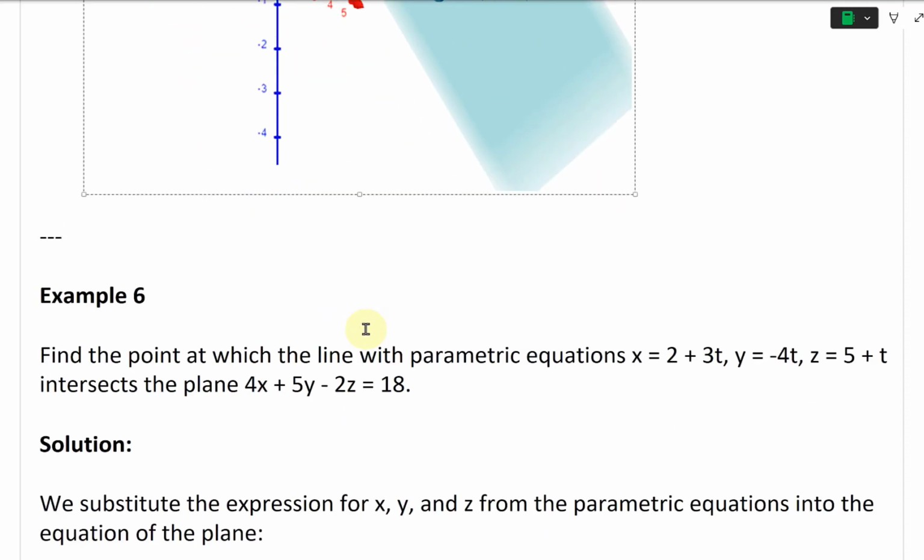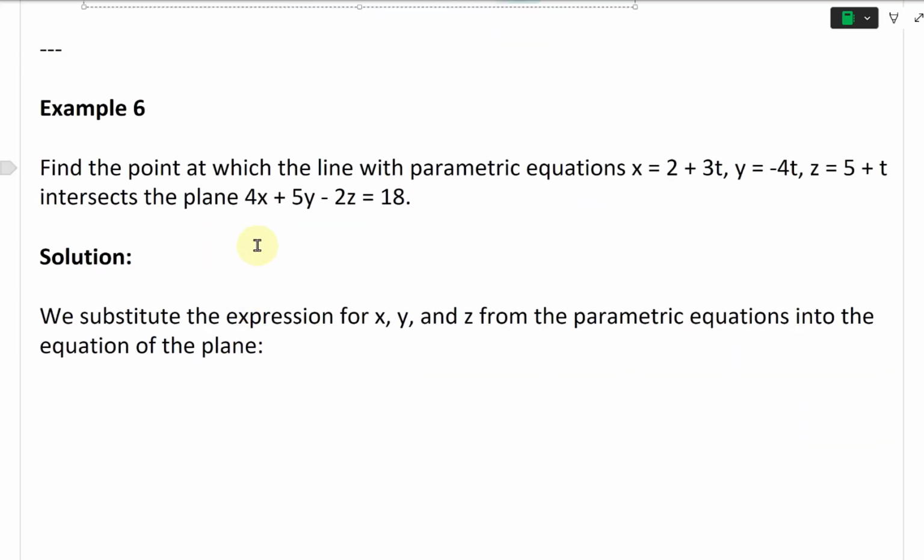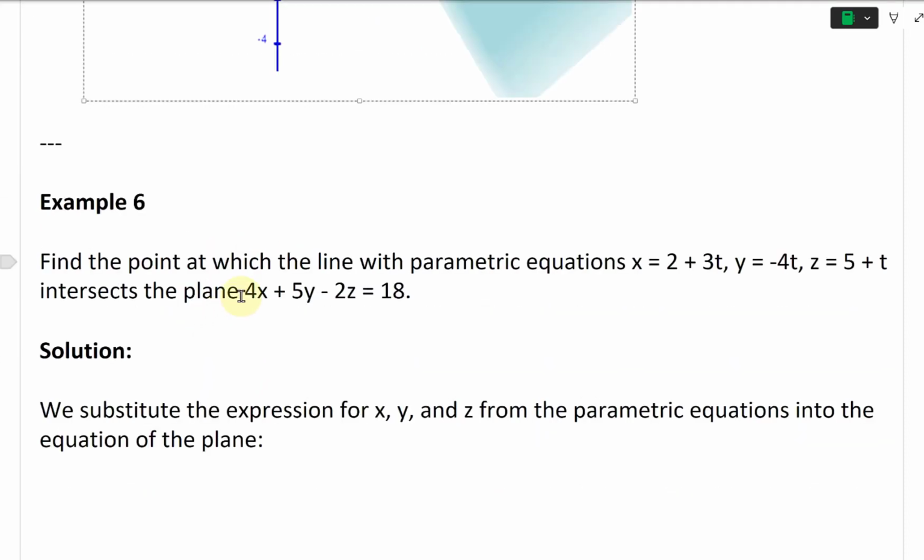Anyways, now let's go further and look at example 6. Example 6 states: find the point at which the line with parametric equations x equals 2 plus 3t, y equals negative 4t, and z equals 5 plus t intersects the plane 4x plus 5y minus 2z equals 18. All right, so let's take a look at the solution.